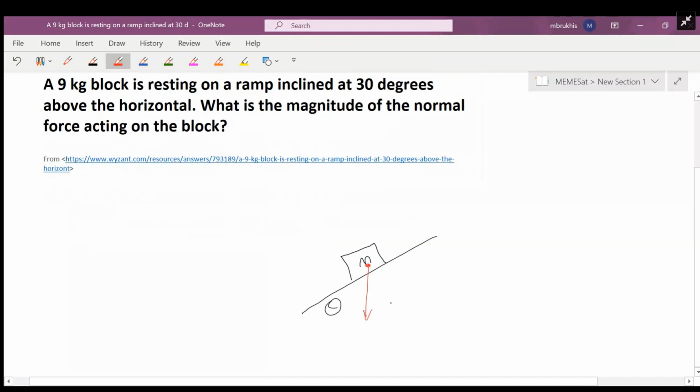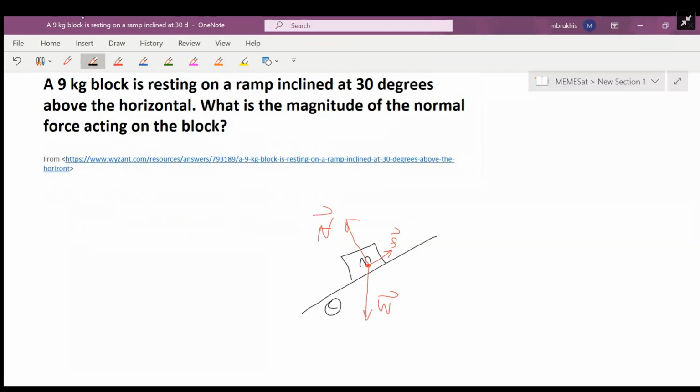So we know that we have weight, which always points in the downward direction. We have a normal force, which points perpendicular to our surface. And we have a force of friction, which points contrary to where motion would be. Let's label this friction, and we'll label this the normal force, N.